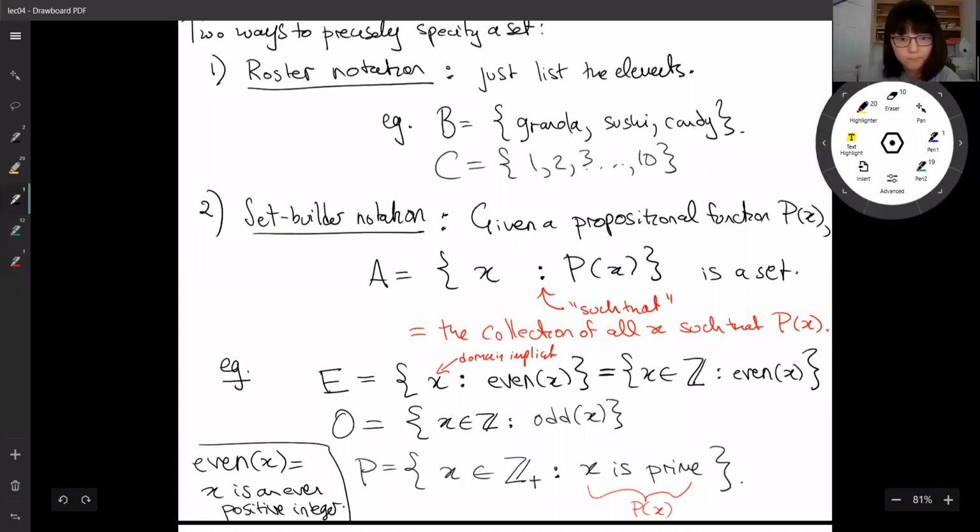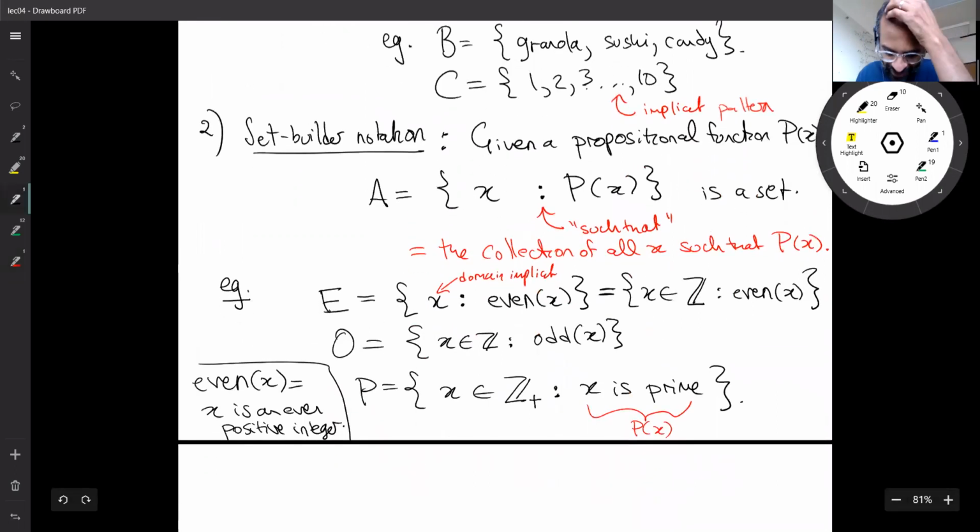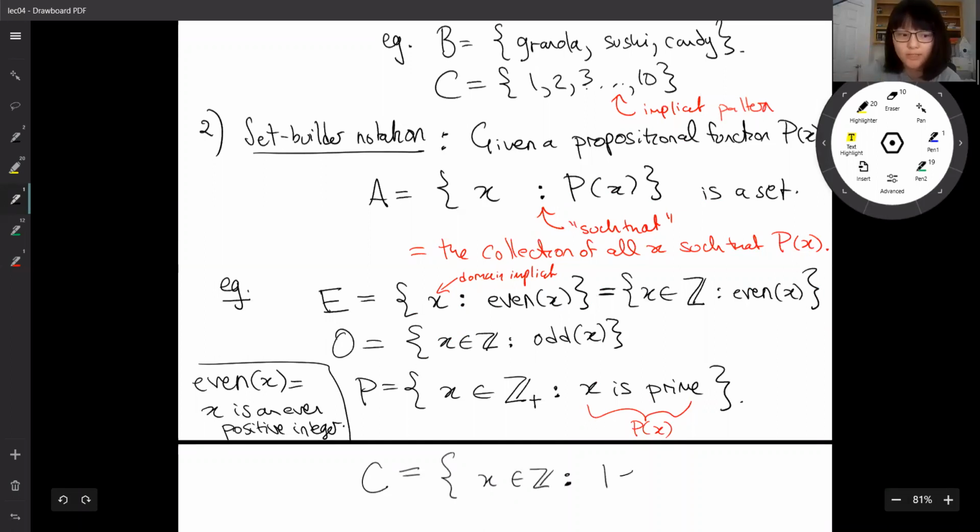But I'm implicitly saying the pattern is obvious, right? There's an implicit pattern in this. People do this, and when it's really obvious from the context, it's okay to do this, but generally it's more precise to list exactly. Although, by the way, if you wanted to do that, you could write that set in set builder notation. So how would you write that in set builder notation? All x in Z such that 1 less than or equal to x less than or equal to 10. Yeah, that's a perfectly valid way to write the same set.